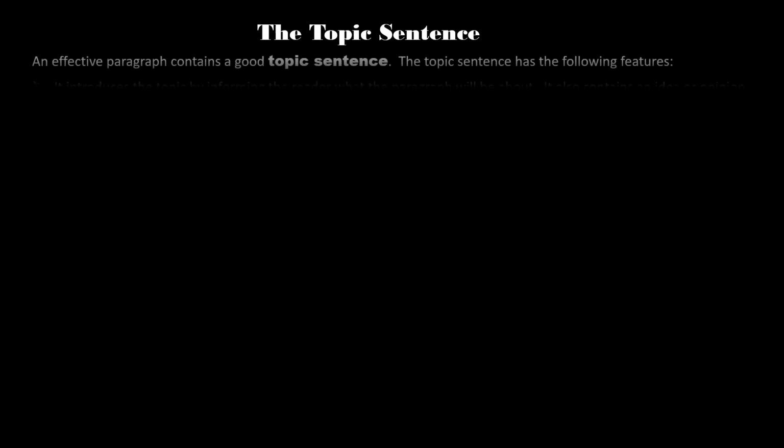Rhetorical focus. The topic sentence. An effective paragraph contains a good topic sentence. A successful topic sentence has the following features. It introduces the topic, or what the paragraph will be about. It also contains an idea or opinion about the topic. This idea is called a controlling idea.